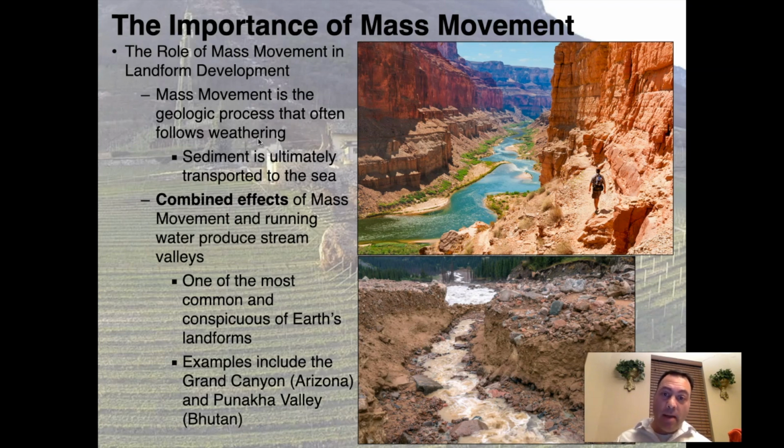Now, in terms of the combined effects of mass movement and running water, they tend to produce stream valleys. And of all the things on planet Earth, stream valleys are the most common and conspicuous of Earth's landforms. When people think about the Earth, the continents, we think of those beautiful rivers cutting across it, transporting water, silt, sediment, and all the growth that comes along with it in terms of the flora and the fauna. It's an incredible thing to think of, that they're all tied together through these mass wasting events. Classic examples of this include the Grand Canyon in Arizona and the Punakha Valley of Bhutan.